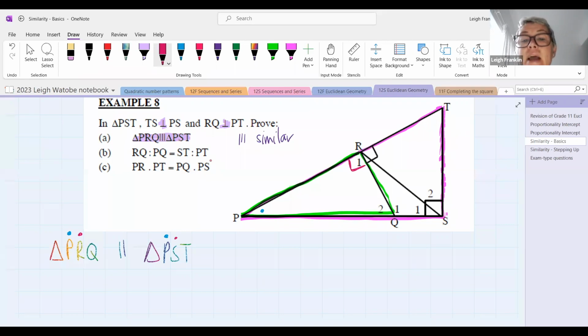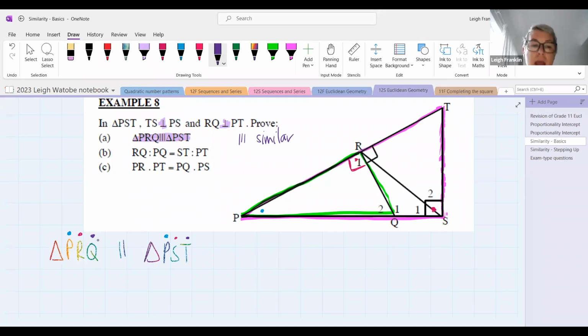Okay, so this angle over here and this angle over here are also equal to one another. And the same thing with the last one. Okay, so here angle Q would be equal to angle T. That is the implication. All right.